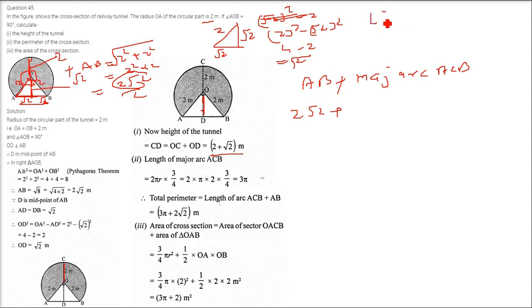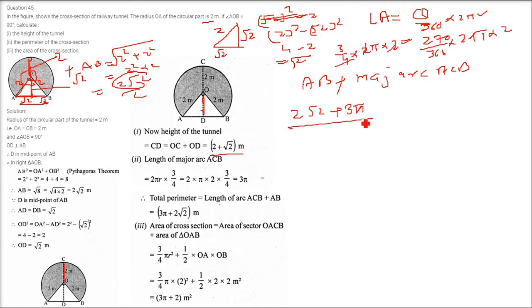So what is the length of the arc? Any arc of a circle is theta by 360 into 2 pi r. In this case theta is 270, so 270 by 360 into 2 pi r, and the radius is 2. 270 by 360 is nothing but 3 by 4. So 3 by 4 into 2 pi into 2 gives 3 pi. So just add 3 pi here. So 3 pi plus 2 root 2 is the whole length of the boundary. The perimeter of the cross section is this.